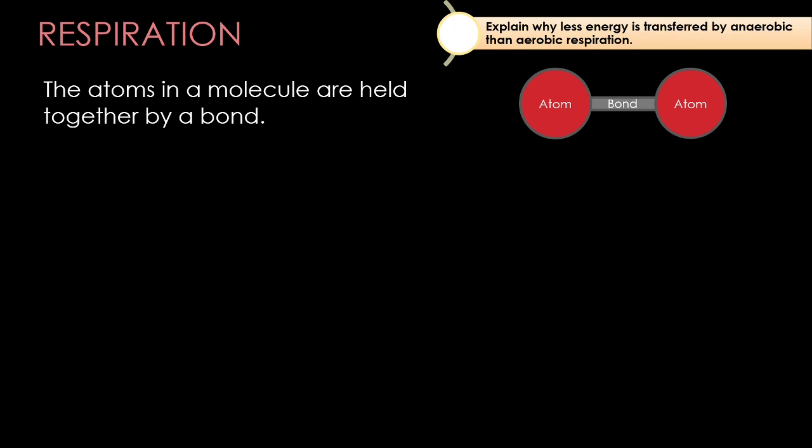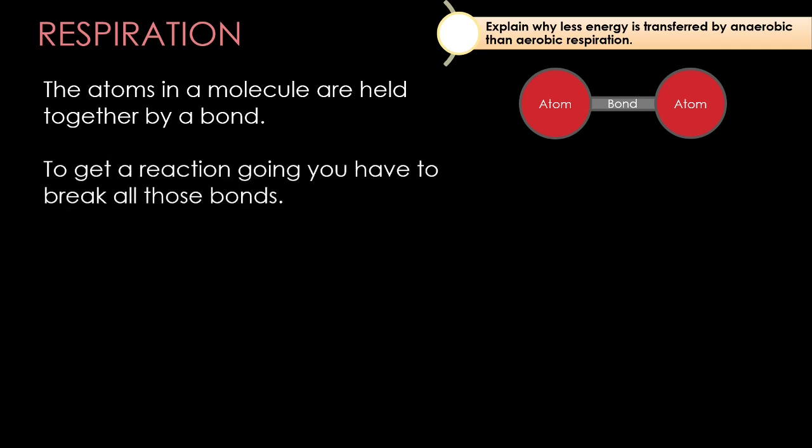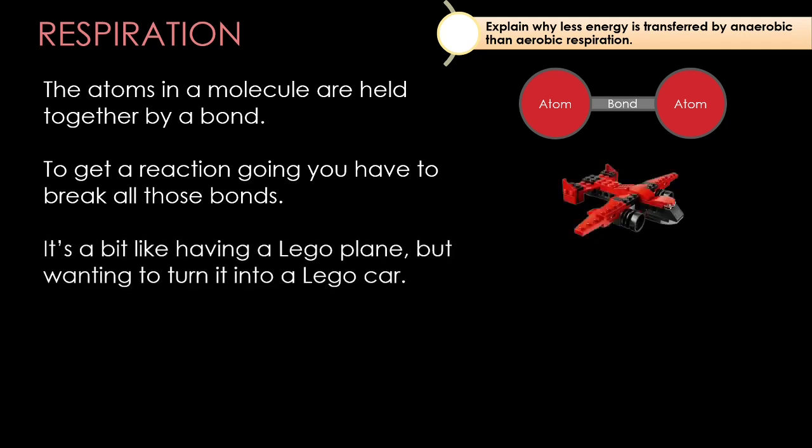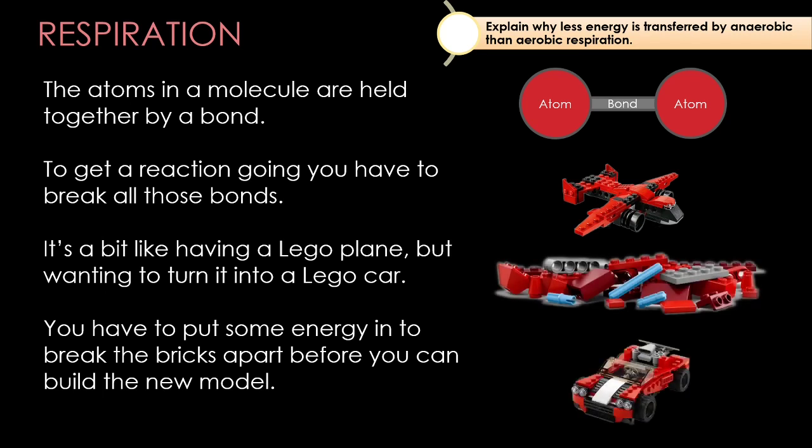When we look at a molecule, what we see are atoms that have been joined together by something that we call a bond. So atoms that have been bonded together. This is a really simple molecule, just two atoms and a bond in between them holding the atoms together. If you want to perform a chemical reaction, the first thing you have to do is break apart the atoms. You have to break those bonds to get your atoms loose and ready to be reshuffled into different molecules. It's a bit like, say, you've got a Lego plane in your bedroom and you want to take it apart because you want to make a Lego car. The first thing you're going to have to do is put in some energy to break apart all the bricks from the Lego plane before you can actually build the car.